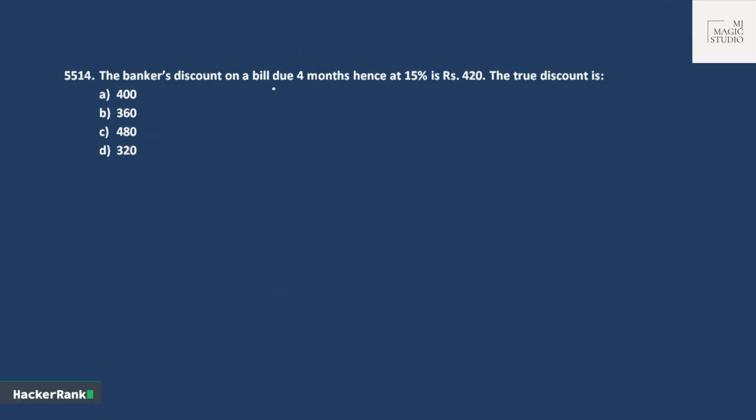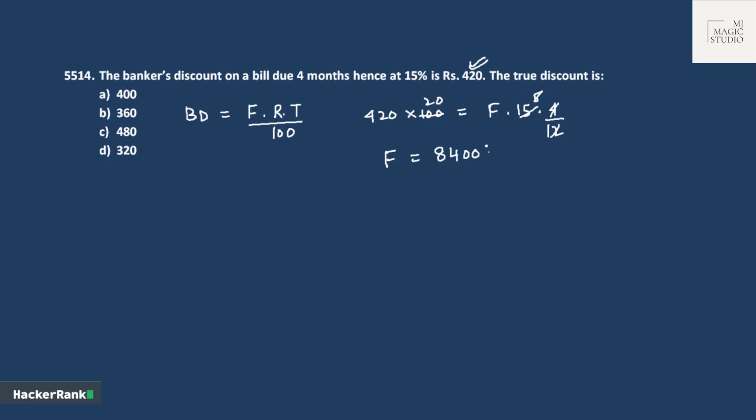The banker's discount on a bill and the true discount. First, what is banker's discount? Banker's discount is simple interest on the face value of the bill. Let the face value be F into RT by 100. And here it is given as 420. So 420 into 100 equals F into R, rate percent is 15, and time is in months, that is 4 by 12. 3, this is 5, gone 20. Face value of the bill is 8400.